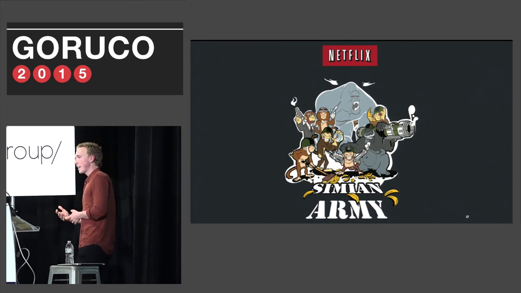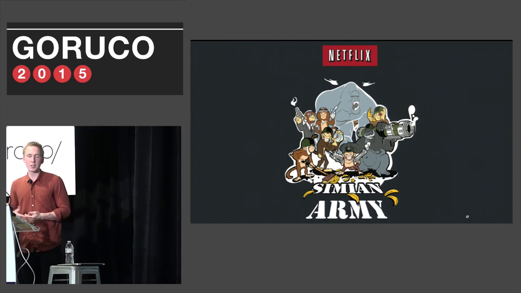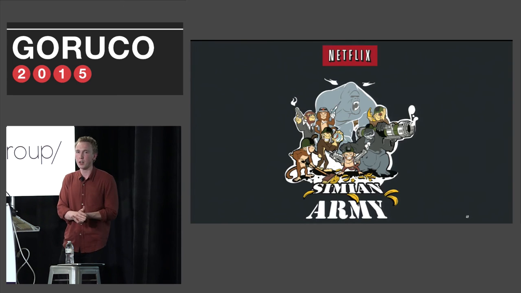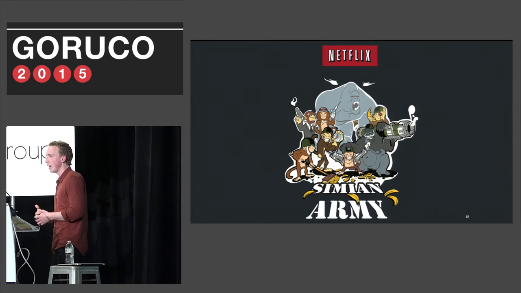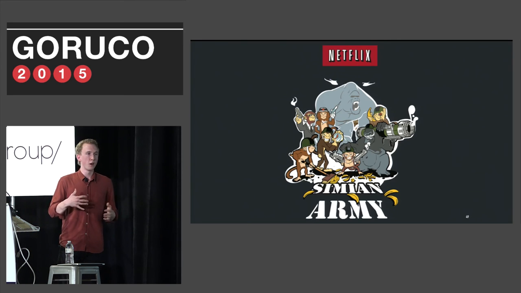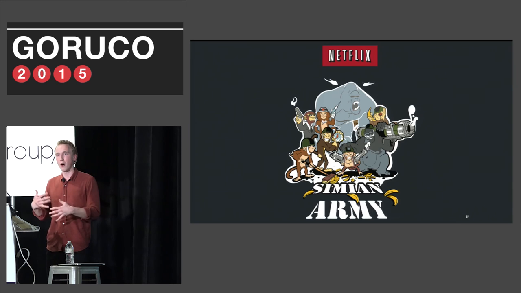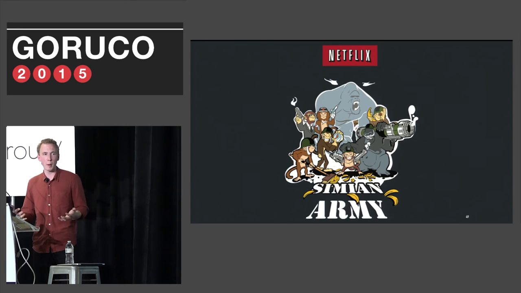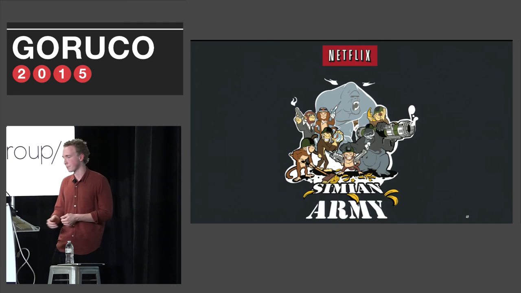Netflix built this thing called the Simian Army. And what the Simian Army does is it's a collection of these monkey scripts that kill your servers in production, slow them down artificially, and in some cases kill entire regions at once. This is really useful for testing in production whether all these resiliency patterns that you applied actually work, whether your fallbacks work, and so on.